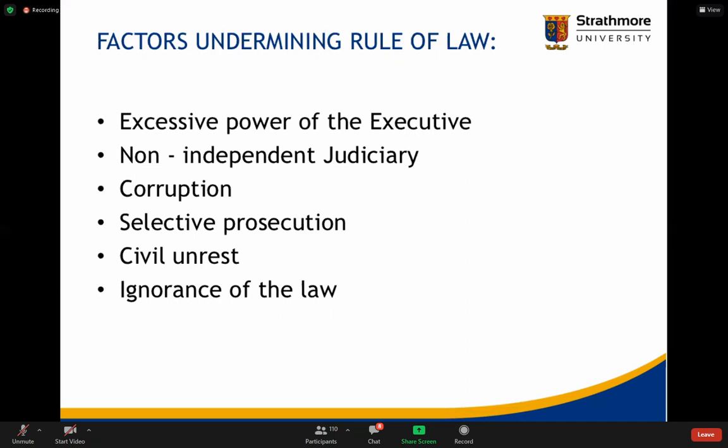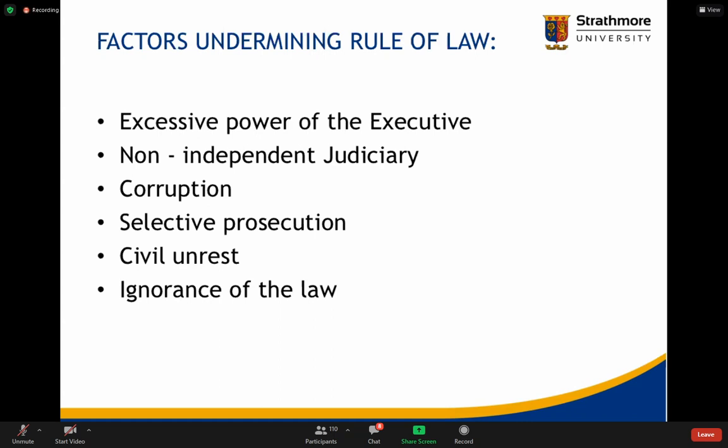And an independent judiciary, that's another factor undermining the rule of law. The judiciary is one of the most important arms of government in a country's legal system. They are supposed to ensure that all the work of the government is done very well and that the laws are complied with. It must interpret and enforce the laws up to the level of compliance. But when the judiciary is not independent, then we have another problem that we have to go through.